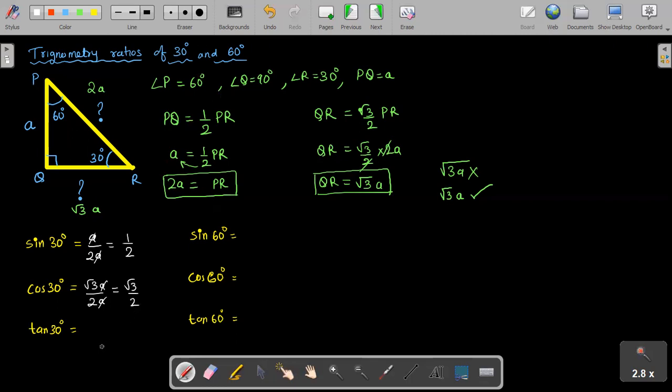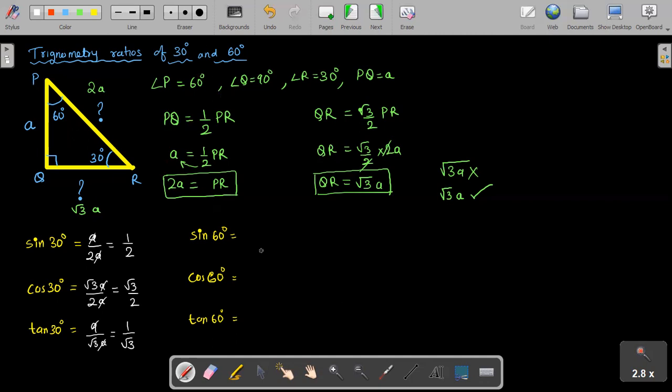Arnav, are you doing? Yes, ma'am. Okay. Can you tell tan 30? What is opposite and what is adjacent? Tan theta formula is opposite upon adjacent. A divided by root 3a. So a cancels. 1 divided by root 3.